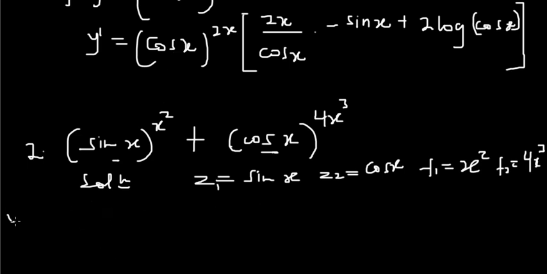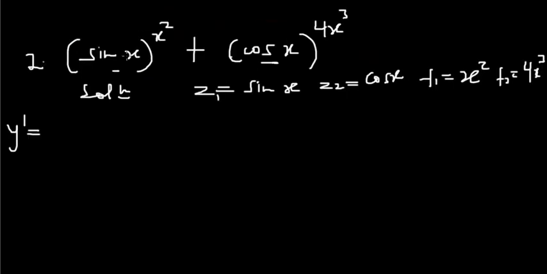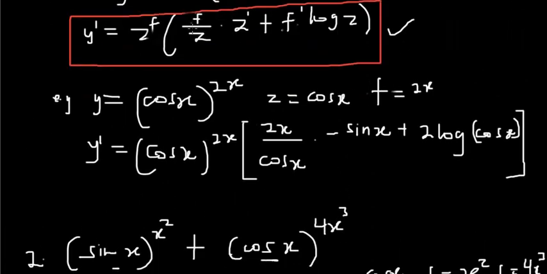Because this is going to be very long, again, from the formula, you just have to use this formula, z exponent f, and then you proceed from there. Okay, so let's see how we do that. So let's start from this first one. So we have sine of x exponent x squared, and then we have our brackets. From the brackets, we have f on z, and then z prime plus f prime log of z, okay.